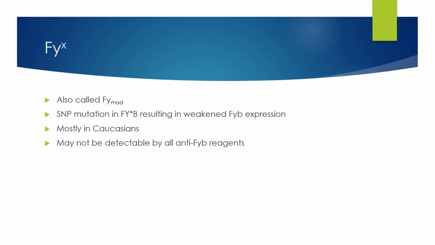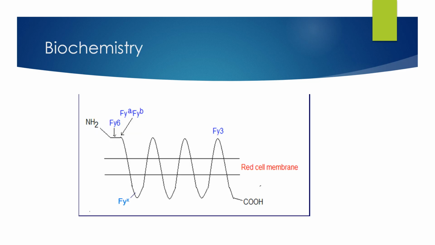Duffy X, also called Duffy mod, is essentially just a weakened form of Duffy B. Duffy X is caused by a single nucleotide polymorphism in the Duffy B allele that results in weakened Duffy B antigen expression. This mutation is mostly found in Caucasians. Individuals with this mutation may type as Duffy B negative with some commercial anti-Duffy B reagents. It is important to note that Duffy X is a phenotype and not an antigen, and there is no such thing as anti-Duffy X.